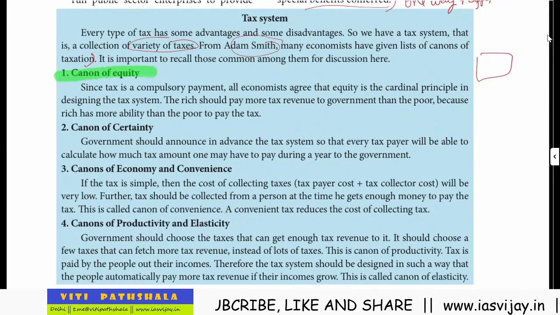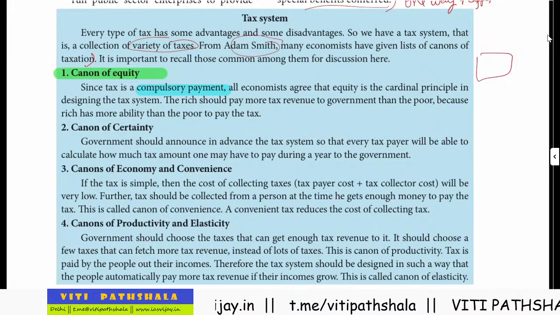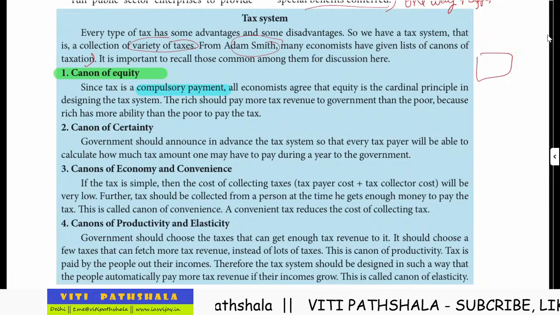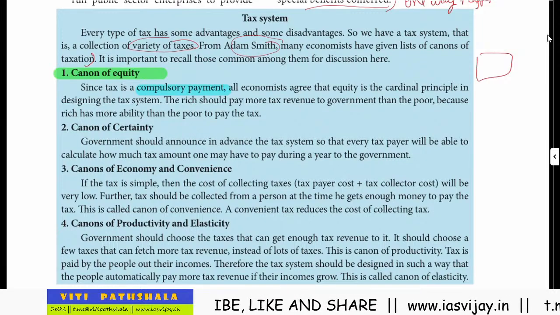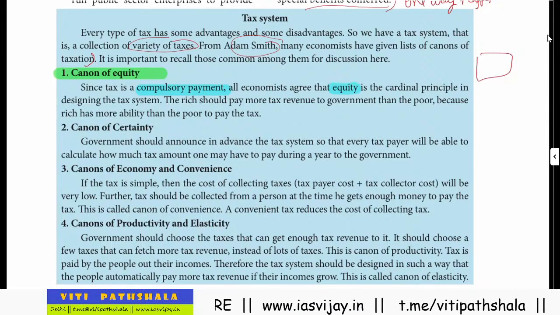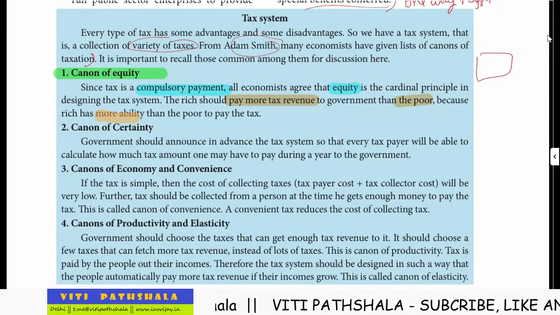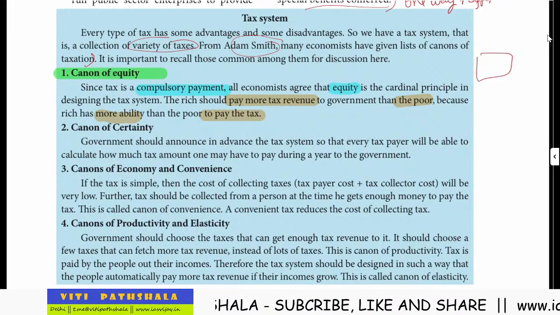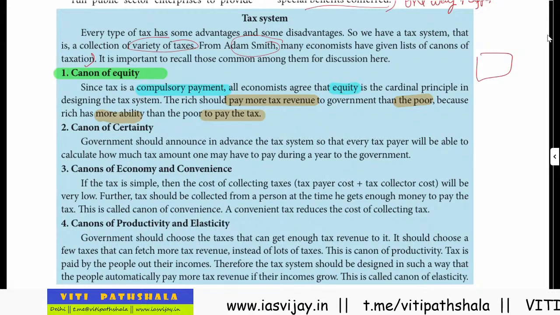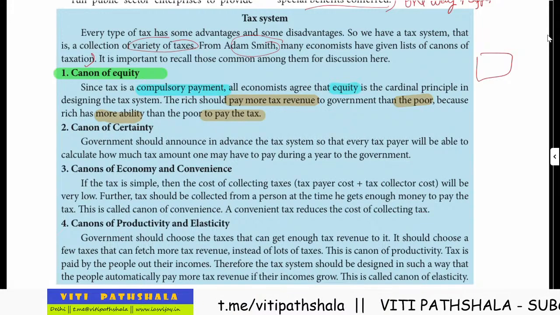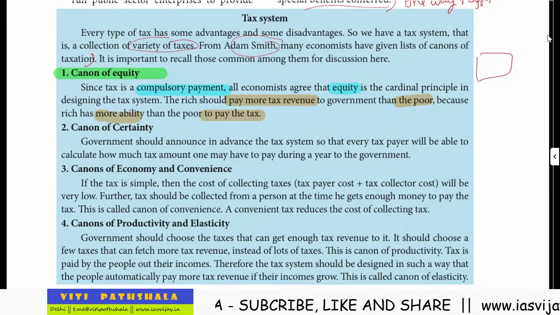First comes the canon of equity. Since tax is a compulsory payment, what is tax? Compulsory payment. All economists agree that equity is the cardinal principle in designing the tax system. The rich should pay more tax revenue to the government than the poor because the rich have more ability than the poor to pay the tax. So, don't relate equity to equality. There is a difference between equity and equality. The rich would be paying more tax, whereas the poor, in comparison to the rich, would be paying less tax.